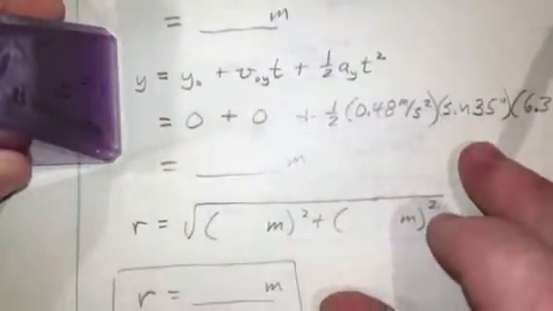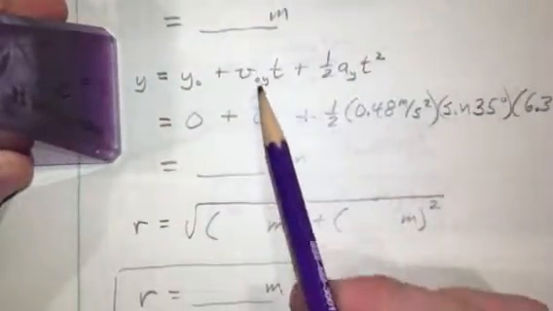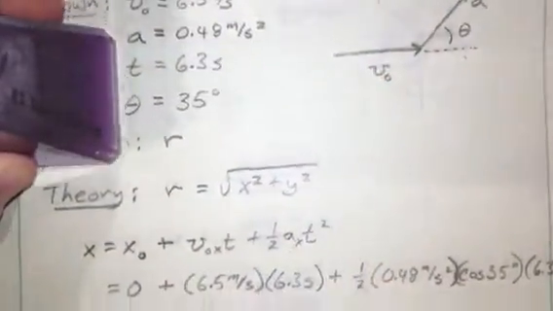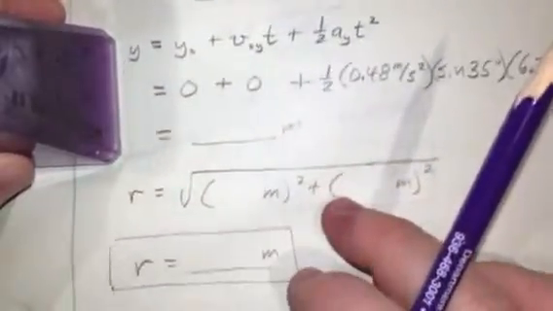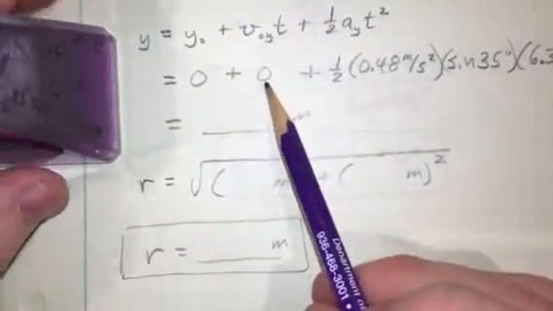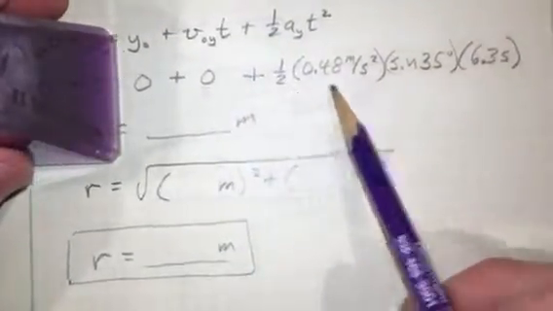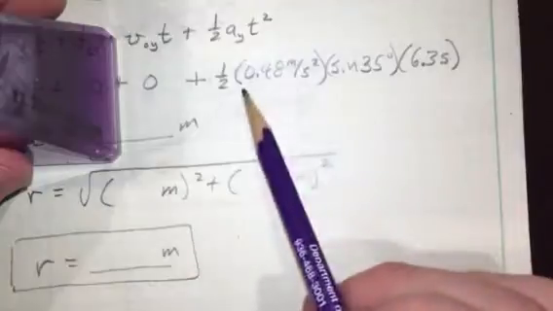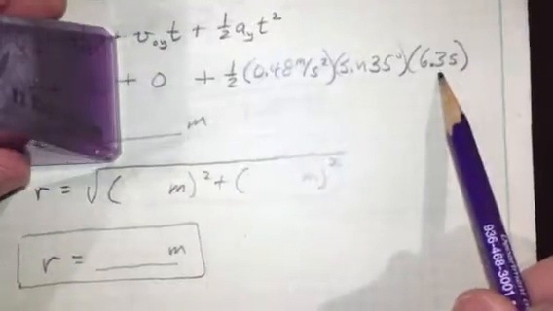We do the same thing for the y direction, realizing that v naught y is 0. Why? Again, because our velocity is only horizontal, so there's no initial velocity in the y direction. So we do 1/2 times the acceleration times the sine. All of this right here is a y, and then there's the time.